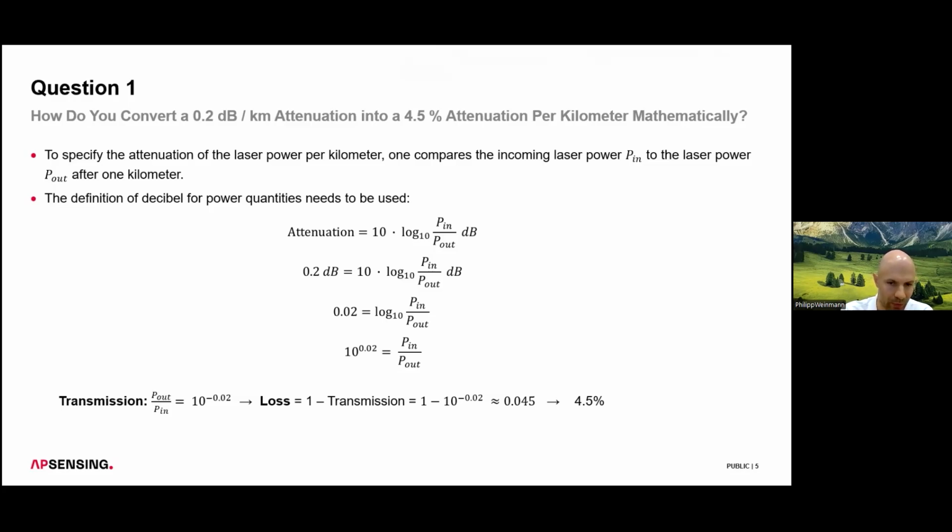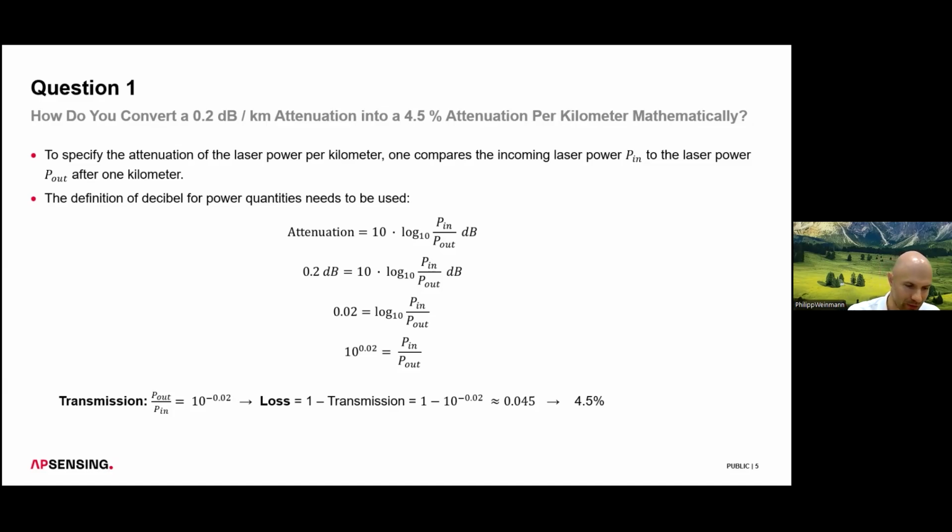The inverse of this ratio just equals the transmission in percent. And if you know the transmission, then you can calculate the loss, because loss just equals 1 minus transmission. So if you put in the numbers, then you end up with a loss of 0.045, which equals roughly 4.5%. So that's the way to calculate the fiber attenuation in linear terms.